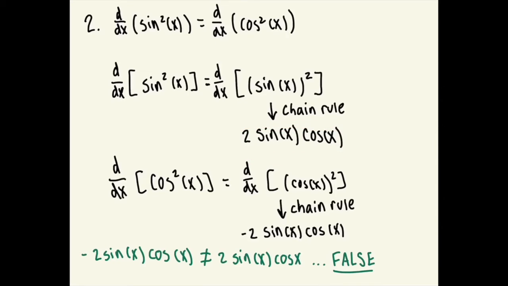Then I took the derivative of cosine squared of x. I did the same thing where I moved the exponent to the outside and applied the chain rule. I first put the 2 out in front. I then left the cosine of x from the parentheses, and then I took the derivative of cosine of x, which is negative sine of x. It's important to remember that the derivative of cosine of x is negative sine of x, not positive. Altogether, the derivative of cosine squared of x is negative 2 sine of x cosine of x.